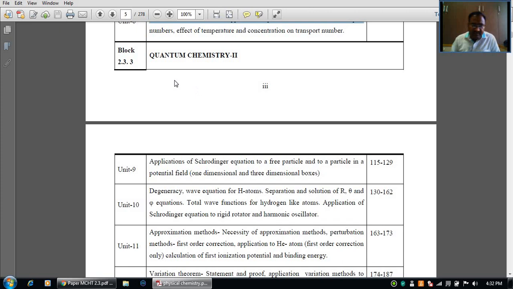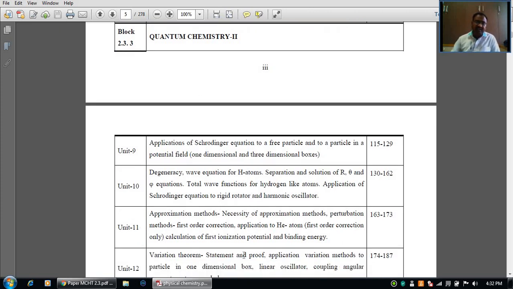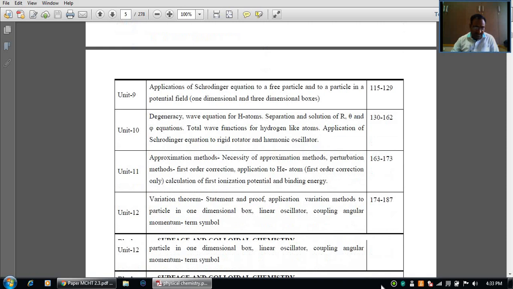Okay. In block 3, the expected 4-mark questions: derive the mathematical expression for the Schrodinger wave equation for a free particle, first order perturbation technique, and calculation of binding energy of helium atom using the variation method.